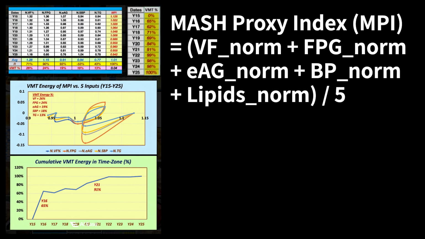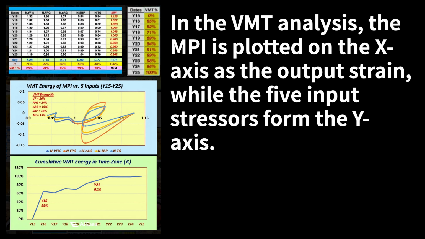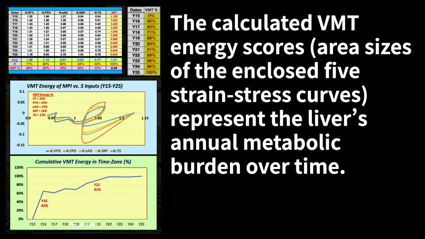VMT methodology. MASH proxy index MPI equals the sum of VF norm, FPG norm, EAG norm, BP norm, and lipids norm, divided by 5. This MPI, a dimensionless composite score, represents the arithmetic mean of 5 normalized biomarkers and serves as a simplified but practical indicator of MASH risk. In the VMT analysis, the MPI is plotted on the x-axis as the output strain, while the 5 input stressors form the y-axis. The calculated VMT energy scores, area sizes of the enclosed 5 strain-stress curves, represent the liver's annual metabolic burden over time.